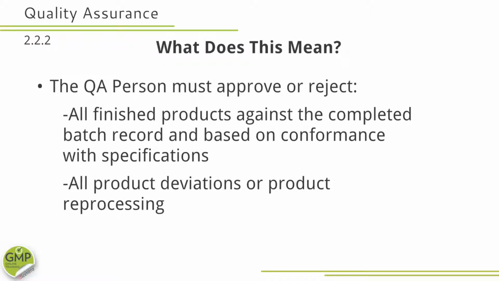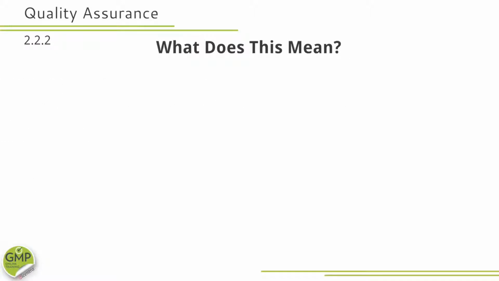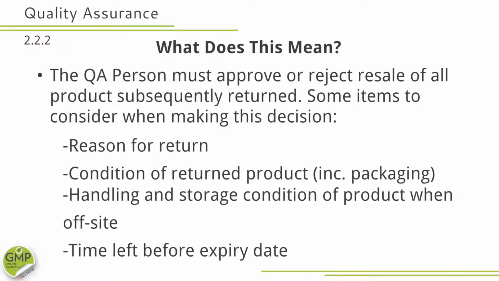Which of these QA responsibilities apply will depend on the actual activity done at the site. If you're an importer, obviously you're not going to approve raw materials for use in a batch. Therefore, you should review the GMP requirements as they pertain to the QA person and decide what applies to your particular site. The QA person, however, regardless of the site, must also approve or reject the resale of product subsequently returned to the facility. Some items to consider when making this decision are the reason for the return.